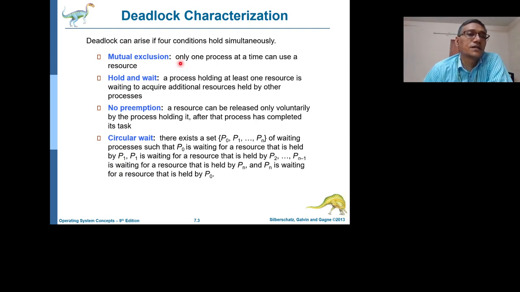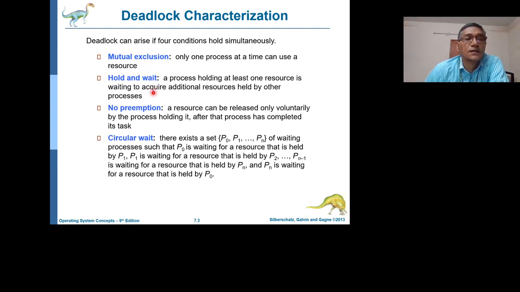First condition is mutual exclusion. Only one process at a time can use a resource. Deadlock can arise if 4 conditions hold simultaneously. All these 4 conditions should hold simultaneously. The first condition is mutual exclusion. Only one process at a time can use a resource.